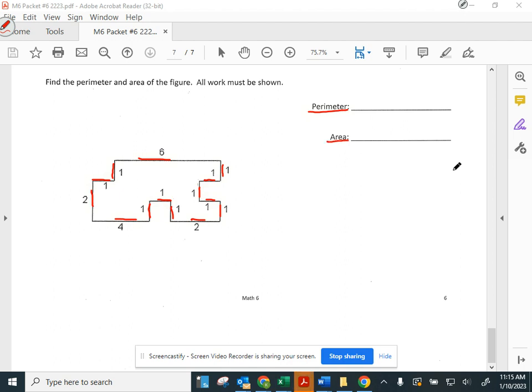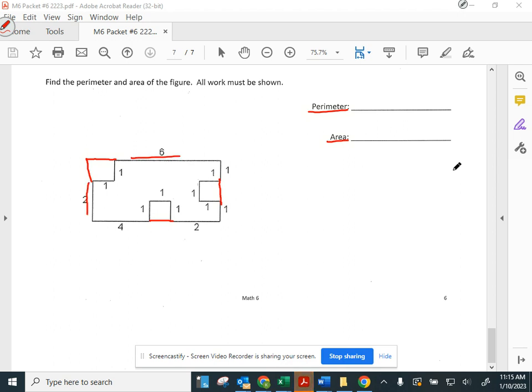The area is a little bit trickier with this shape. A lot of times you can divide it up into sections. I actually did it a different way when I solved this one because it was less steps. I made it into a full rectangle. So I made my rectangle, and I know that that rectangle is one side times the other side.